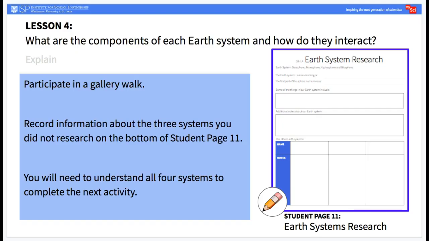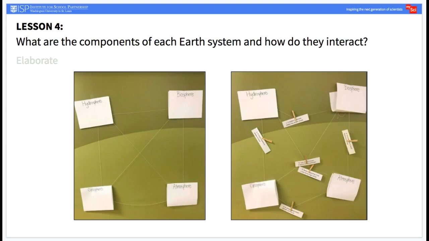Students will conduct a gallery walk to obtain information about the air, atmosphere, water, hydrosphere, land, geosphere, and organisms, biosphere, on Earth. In the Elaborate portion of this lesson, students will place their posters on 4 different walls around the classroom, connecting them with string. They will read different interaction cards and determine which spheres are interacting based on the description. Students will use a clothespin to attach the interaction card between the interacting spheres.